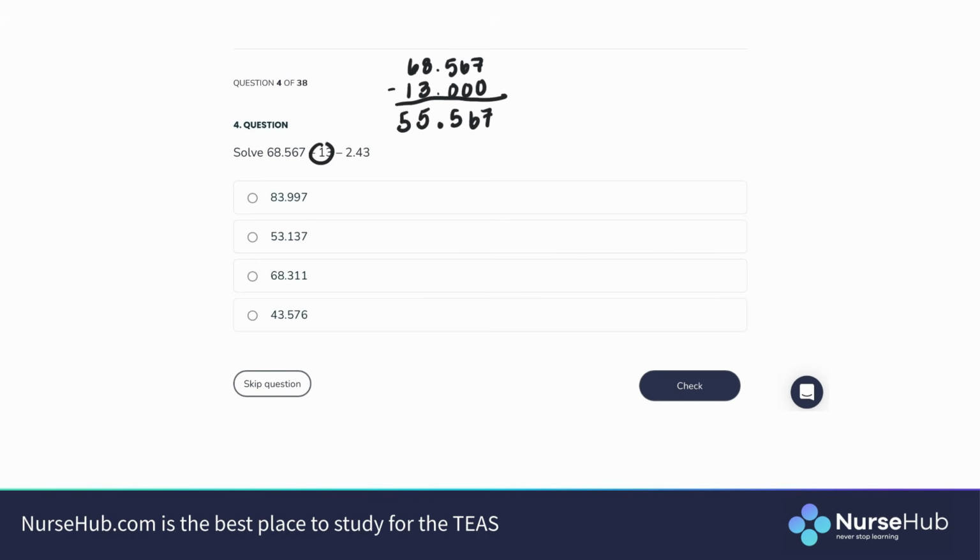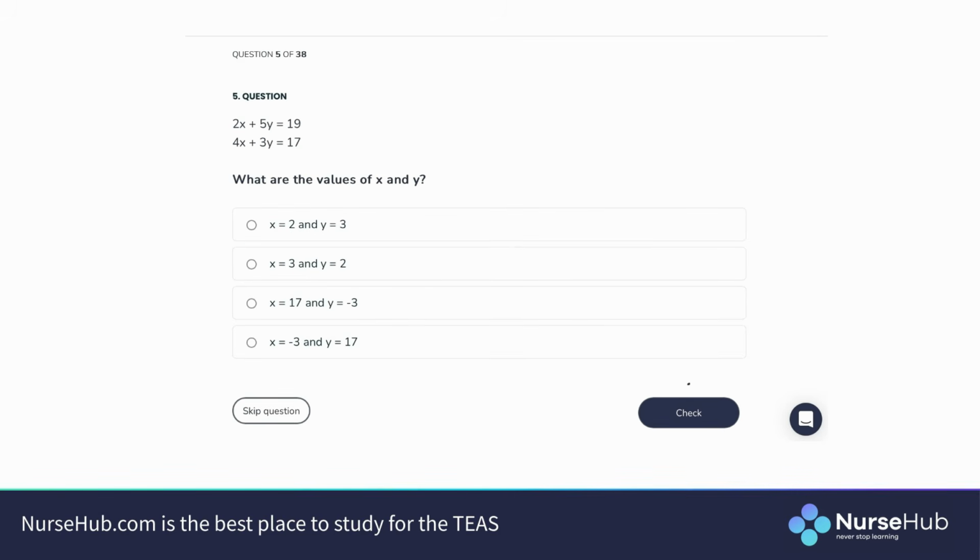So we subtracted 13, and we have our last part to do, which is 2 and 43 hundredths. Again, lining up by that decimal point, we can add a placeholder 0 if that helps. 7 minus 0, 7. 6 minus 3, 3. 5 minus 4 is 1, decimal point. 5 minus 2, 3. 5 minus nothing, 5. So our final answer is 53 and 137 thousandths.